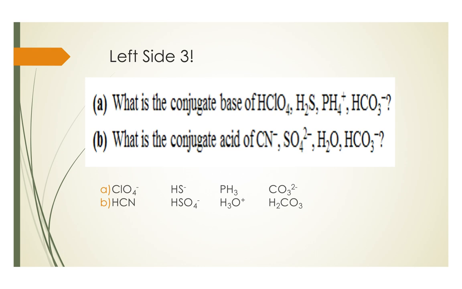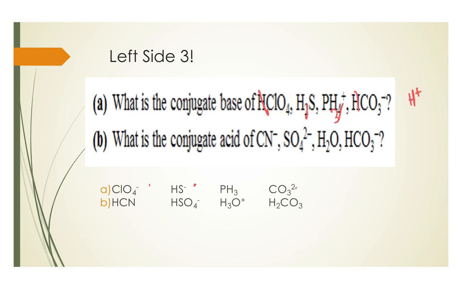All right, so conjugate bases are related to their acids by removal of one proton. So if I take away that, I get the ClO minus ion. If I take away one hydrogen there, I get the HS minus ion. If I take away a hydrogen here, I get PH3, no longer positively charged. And last one here, if I take away the H, I get CO3, and that would be CO3 2 minus.